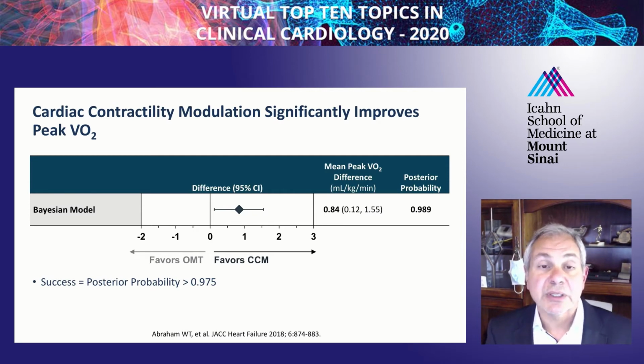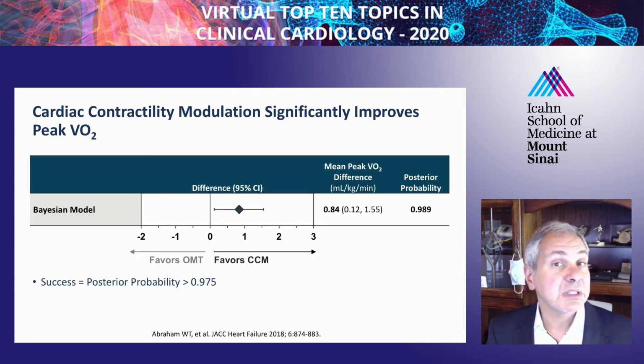Here is the primary result of between group difference in peak VO2. You can see that compared to control patients, the CCM patients had on average a 0.84 ml per kilogram per minute improvement in the peak VO2.